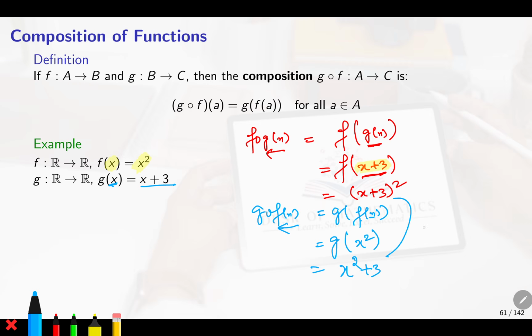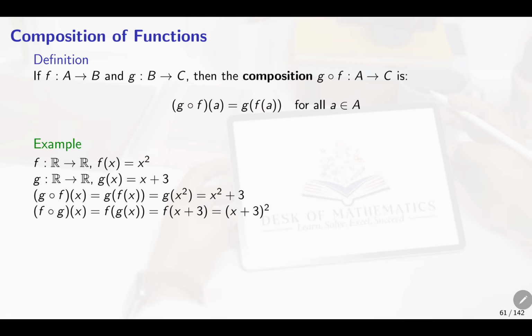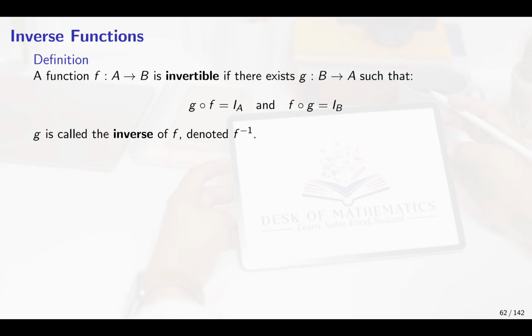So you will check these two are not equal, so the composition of the functions are not always equal. Okay, now inverse of a function. A function is said to be invertible if there is another function g such that if you take the composition, you will get the identity, that is g of f of x is equal to x. So this is called the inverse of the function f.